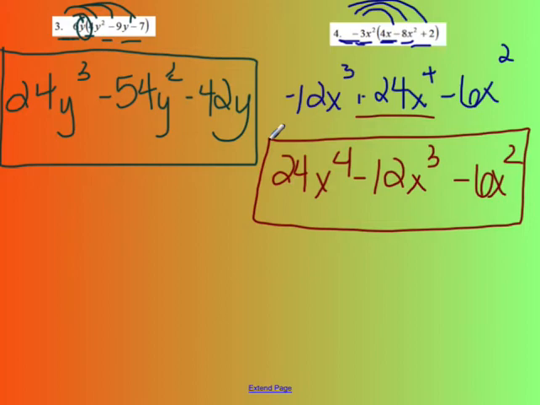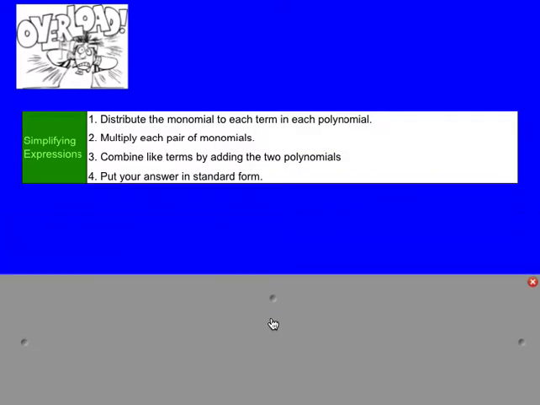Let's continue moving forward. So for this one, let's take a look at a couple of things. Simplifying these expressions, here's what we need to have a fully simplified expression. You're going to distribute the monomial into each term in each polynomial. Sometimes you're given two separate polynomials. You only distribute that monomial into the parenthesis that follows. Then you're going to multiply like we did, combine like terms between the two polynomials, and lastly, you want to make sure that your answer is in standard form. You will lose points if your answer is not in standard form.